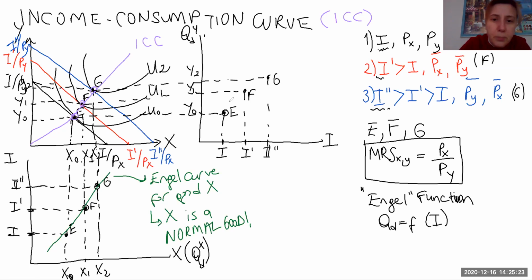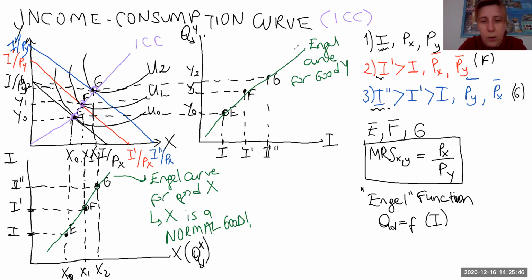So again, we will find the Engel curve for good Y by using the income consumption curve data. That is the Engel curve for good Y. So again, we found a positively sloped Engel curve for good Y, so we can conclude that good Y is a normal good for this consumer.